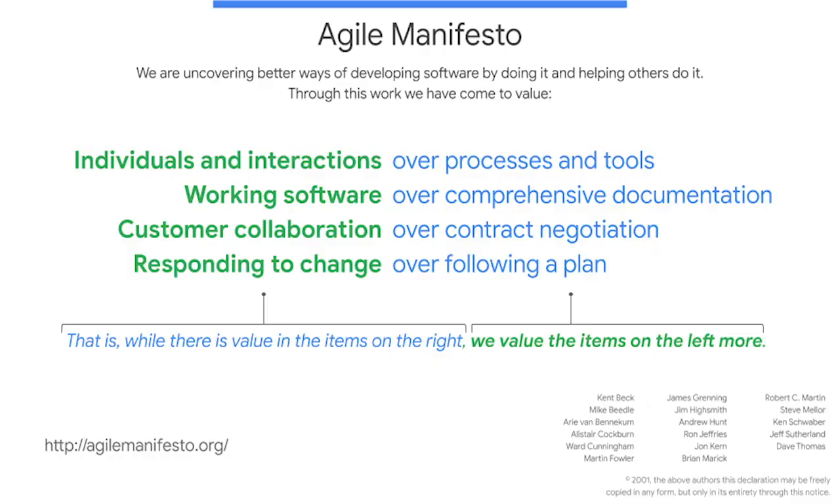The manifesto is saying that it's helpful for every Agile team to think about both sides of each statement during the execution of a project, but should find ways to ensure that they're always placing more value and emphasis on the things on the left over the things on the right.